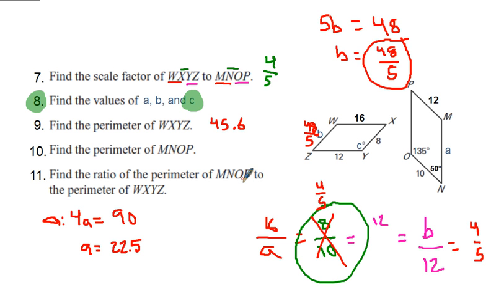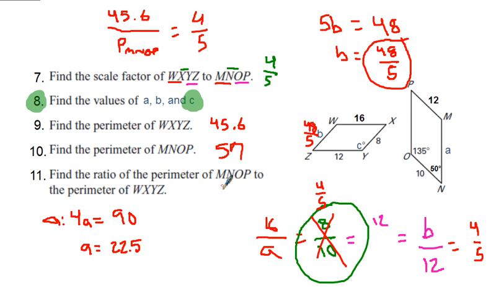To find the perimeter of MNOP, you don't need to know all these values. If you know that the perimeter of WXYZ was 45.6, we divide that by the perimeter of MNOP, because that is our ratio, WXYZ to MNOP. That should just equal our scale factor. So when we cross multiply, we end up with this perimeter being 5 over 4 times 45.6, so 57 is your perimeter of MNOP.